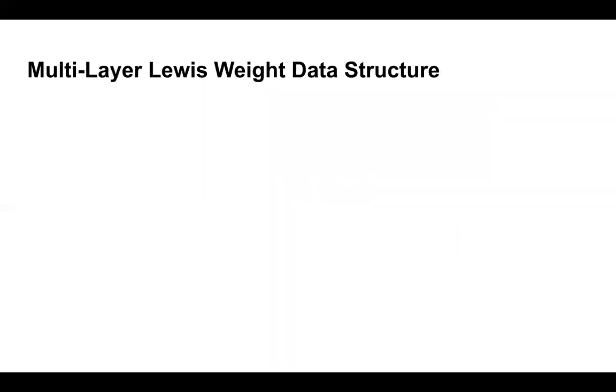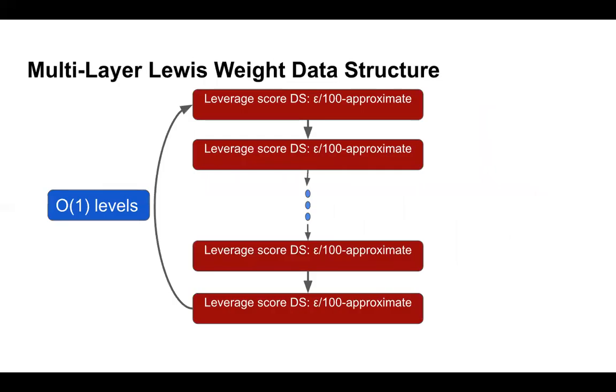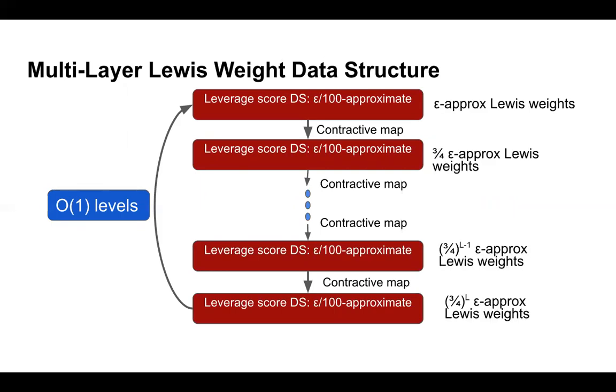Pictorially, we have the following. There's a multi-layer data structure. Every single layer of the data structure, of which there are ℓ1 layers, is a leverage score data structure that maintains epsilon over 100 approximate leverage scores under changing diagonals. In every single layer, we implement a contractive map. So one layer asks for the result of the contractive map from the previous layer. And as mentioned, every single layer decreases the accuracy of the Lewis weights by a factor of 3/4.